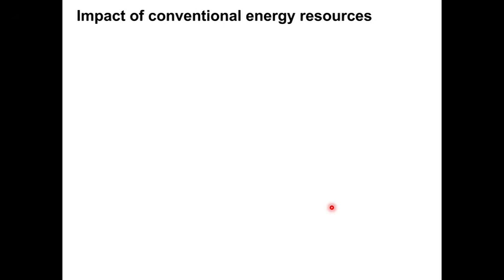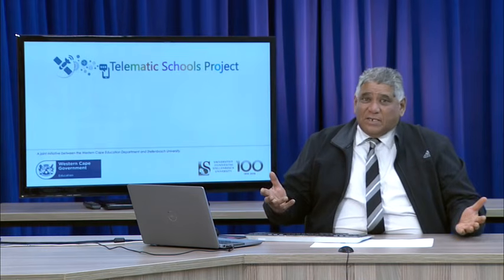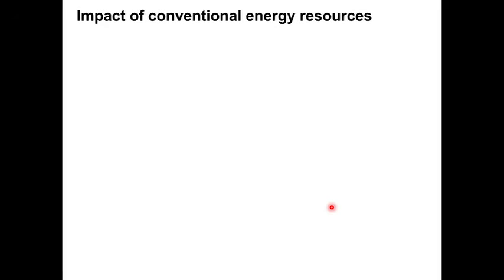But now, the main thing is, look at another question geographers ask: the impact of conventional energy resources. If you can't remember all the others, just remember coal, because that is the most important conventional energy source in South Africa. In fact, sometimes I think it's the only one, because nearly 90% of our electricity is generated from coal thermal power stations. Okay, so now let's have a look at the impact of conventional energy resources.